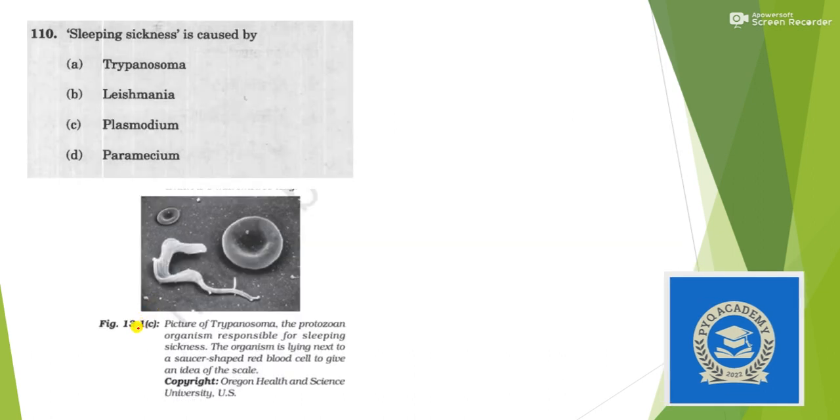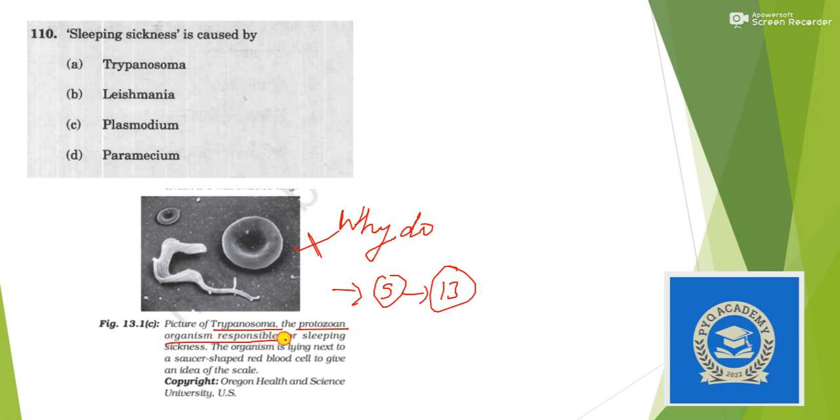Sleeping sickness is caused by. This is also a question directly from NCERT. You can see this image I took from NCERT. The chapter's name is Why Do We Fall Ill? I think from class 9, chapter 13. So here you can see a picture of trypanosoma, the protozoa organism responsible for sleeping sickness. So not Plasmodium, not Paramecium, not Leishmania, it is trypanosoma.